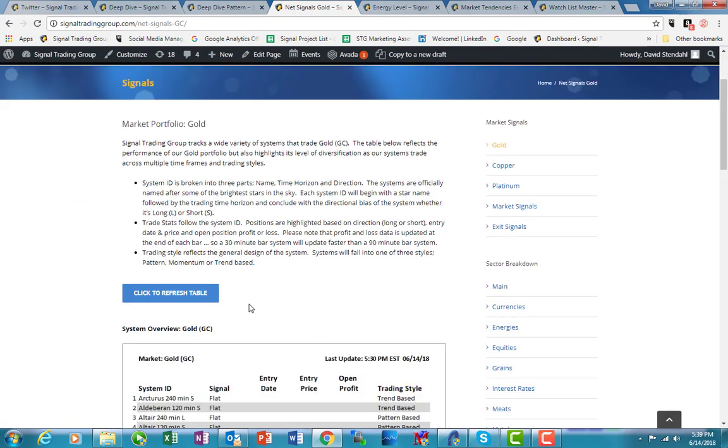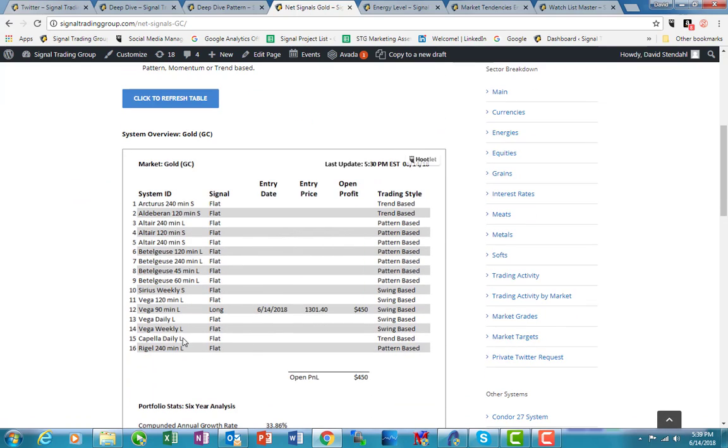Now, where do we stand then with our trading at the present time? We have just the one system that's long. It's just a 90-minute bar system, but it's setting up for something. It got long today. It's already up $450. And I like showing these. Sometimes I show trades that have existed for a while and we've exited. Copper could be a good example today.